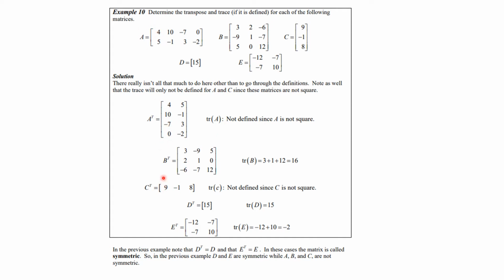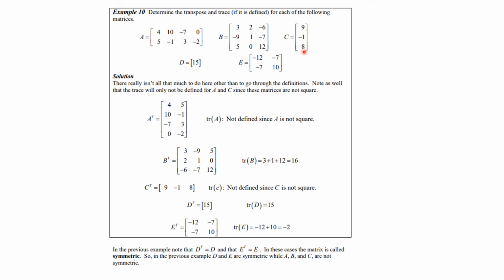Now B is a square matrix. It's 3 by 3, but again you see that here I have 3, 2, minus 6, and 3, 2, minus 6 is the first column, and so on. So this is the transpose of B, and there is a trace of B. It's the sum of the diagonal elements. So I say 3, 1, and 12, which is equal to 16.